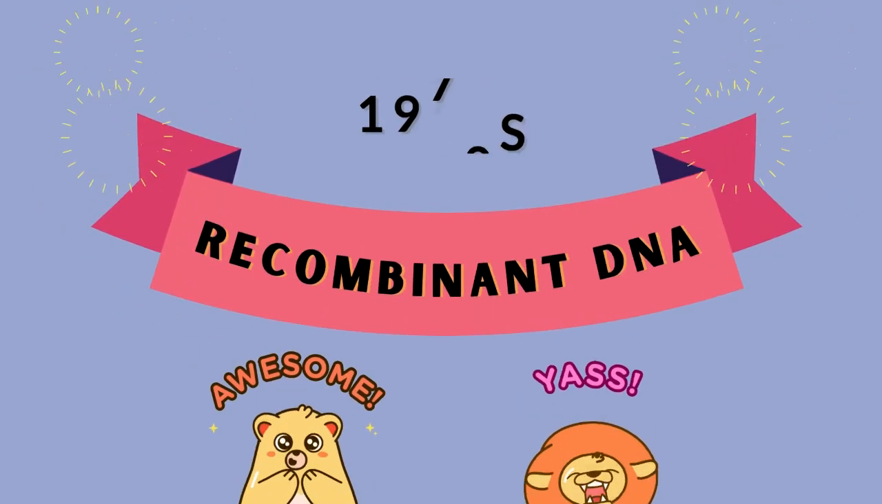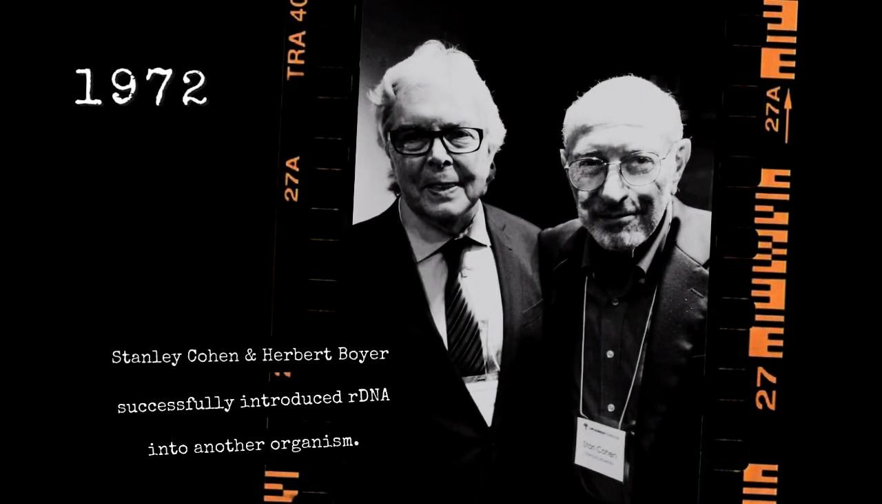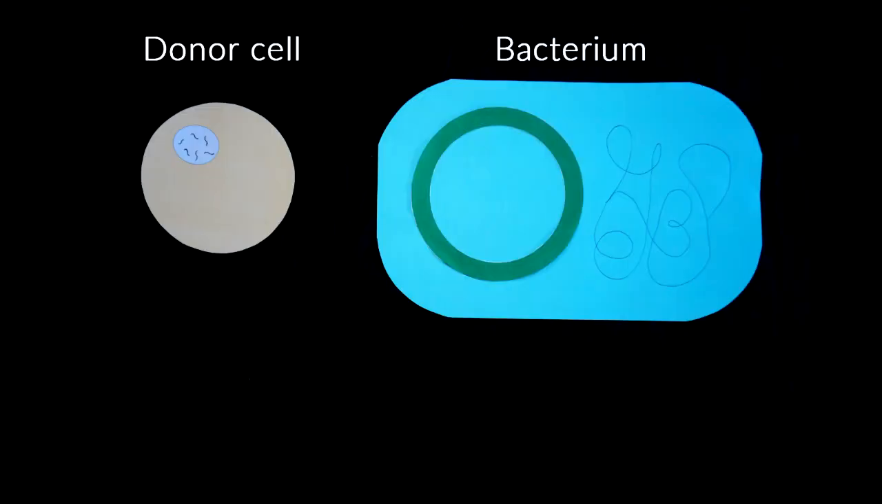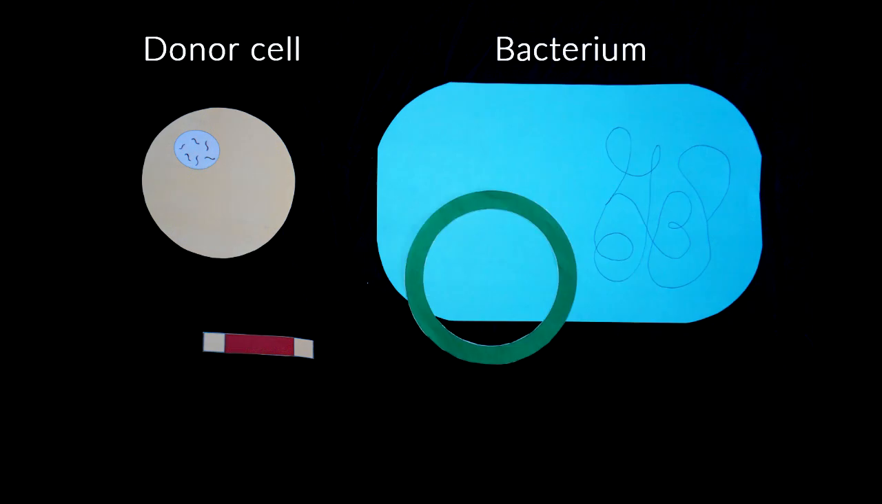The 1970s is known for the birth of recombinant DNA. In 1972, Stanley N. Cohen and Herbert W. Boyer successfully introduced rDNA into another organism artificially. The basic principles of recombinant DNA technology comprise four major steps. A DNA fragment containing the gene of interest is obtained from a donor cell. A plasmid, commonly used as a vector, is obtained from a bacterium. They are used to transfer the gene of interest into a host cell for expression.